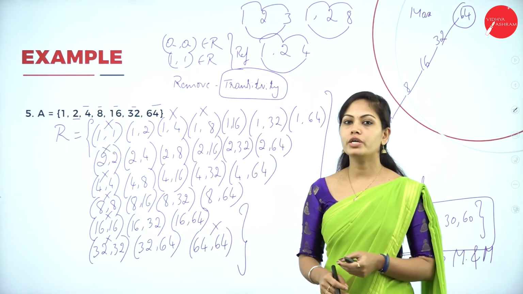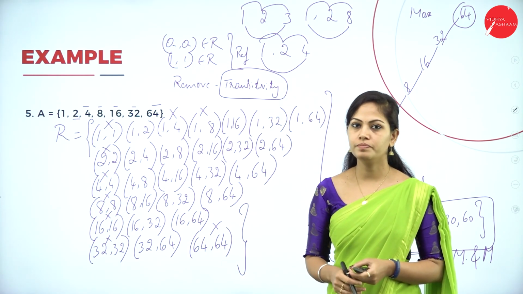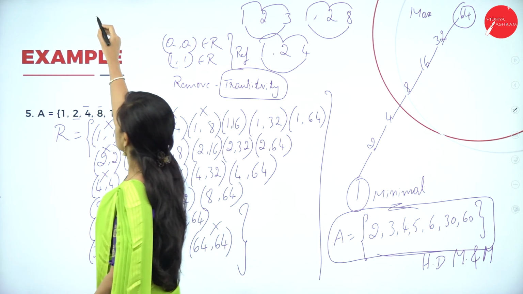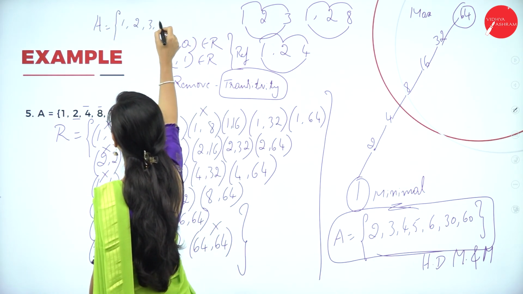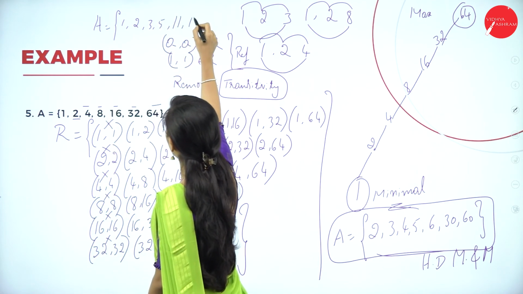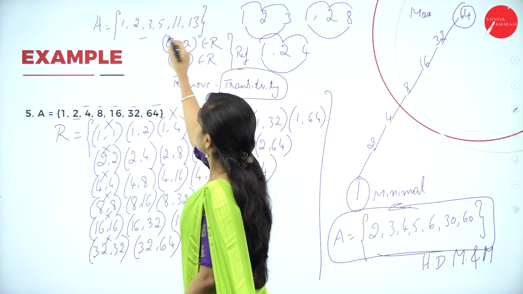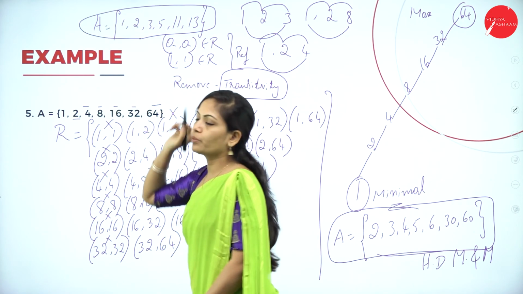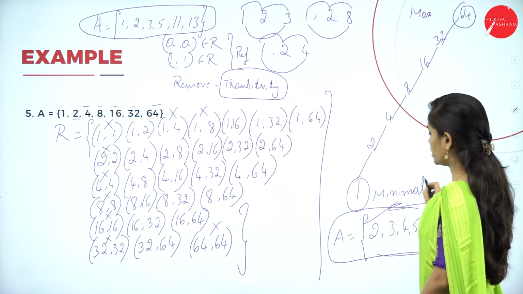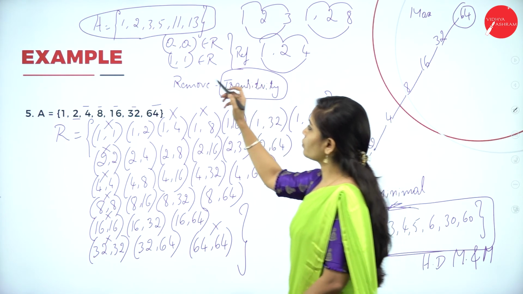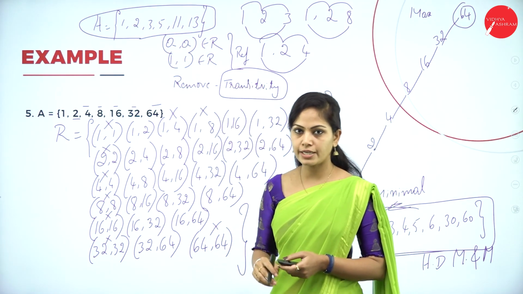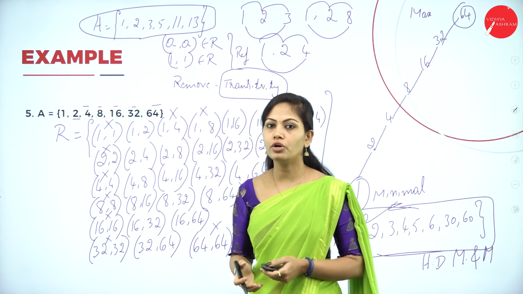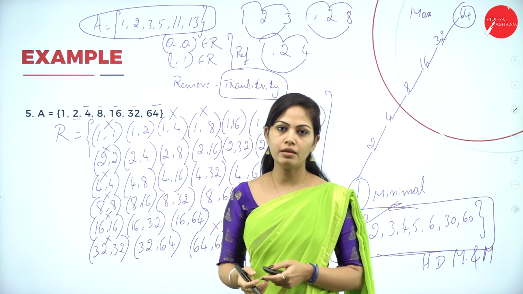And I will give one more question. Please practice this question also. Set A equals 1, 2, 3, 5, 11 and 13. This is your first question, the assignment question, and the second question is 1, 2, 3, 5, 11 and 13. Here first find the relations and draw a Hasse diagram and find out the maximal and minimal element.